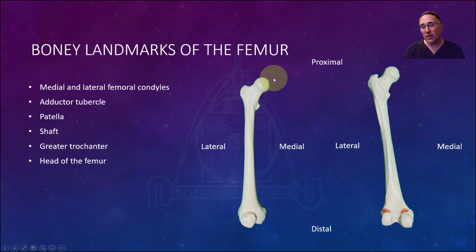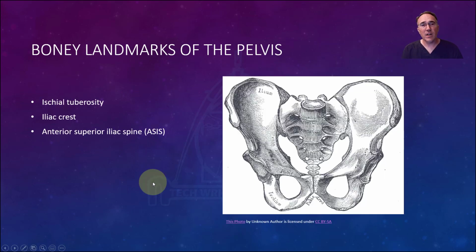And then finally, the head of the femur. The head of the femur is not something you can palpate, but I just thought it'd be good to know. This is the actual ball of the femur that gives the femur its multi-axial abilities. So it can do flexion, extension, adduction, abduction, and it can also do internal and external rotation because of this ball joint. Then we have the pelvis.